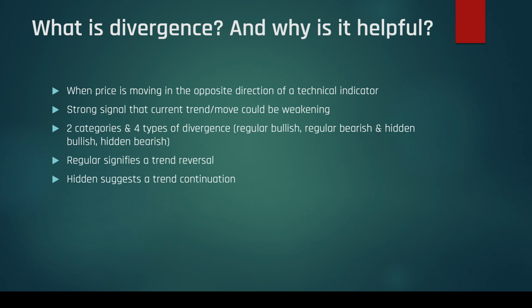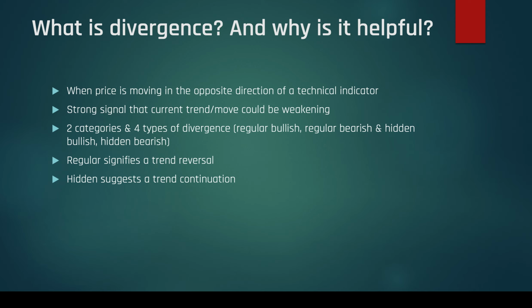Very basic introduction there. So what is divergence and why is it helpful? Divergence is when price is moving in the opposite direction of a technical indicator. You don't just get divergence on the RSI, you can get it on the Stochastic, the MACD, and there are a few other indicators you can use to measure divergence. Divergence is a strong signal that the current trend or move could be weakening or could be continuing.